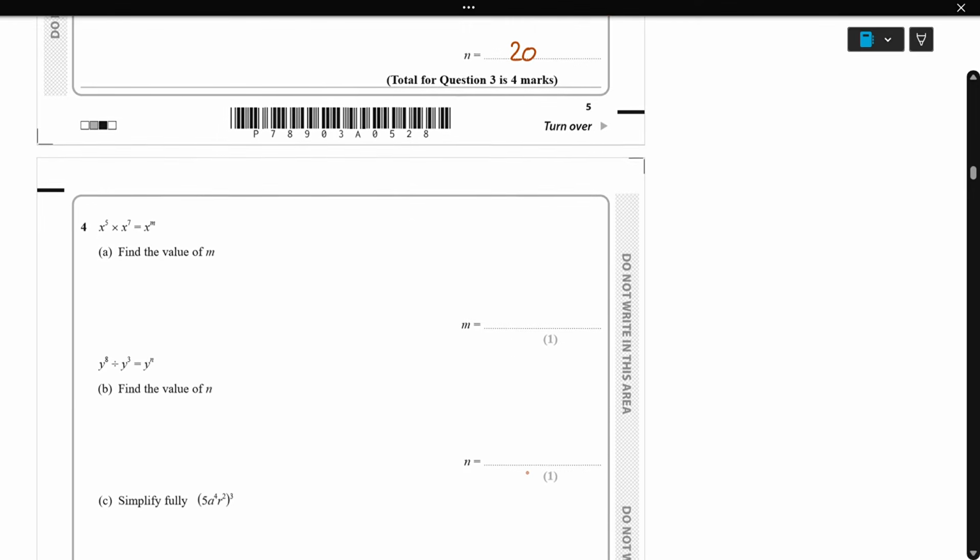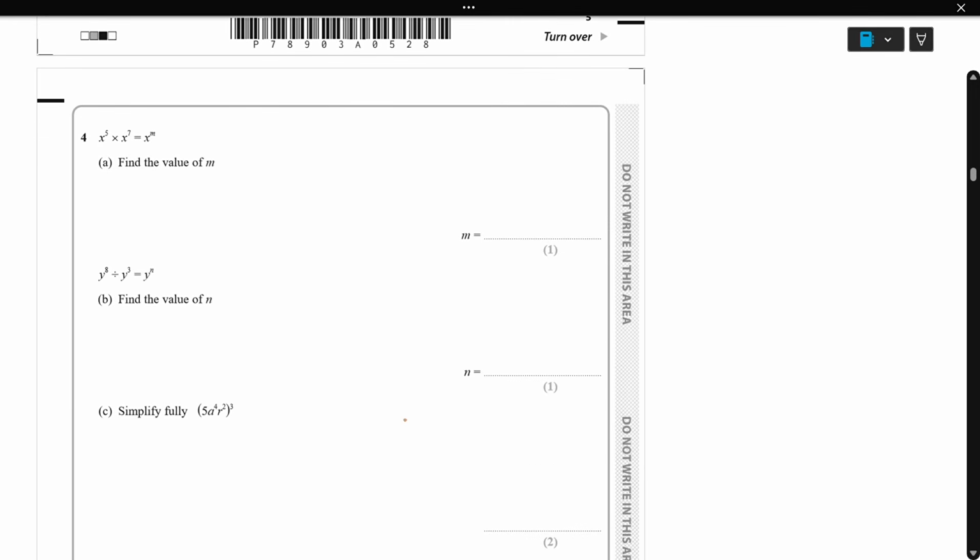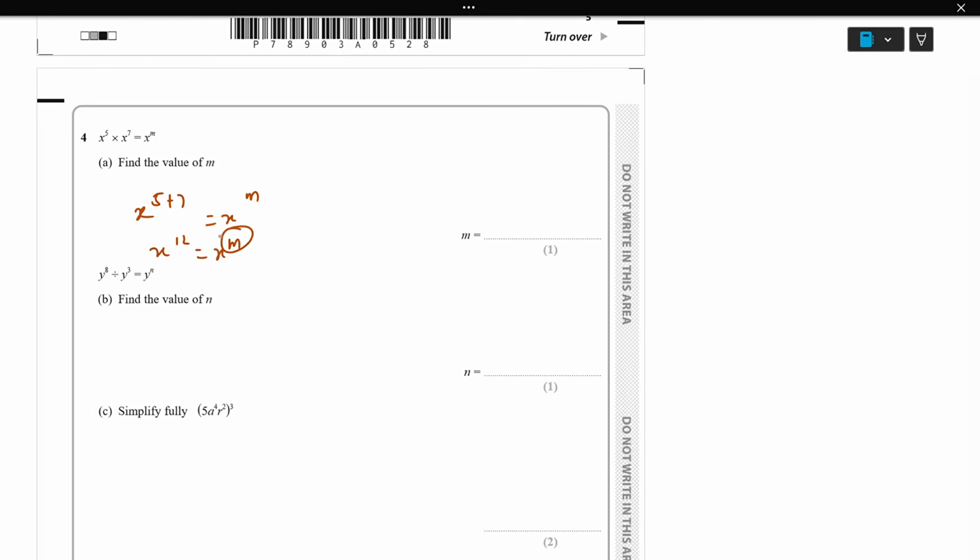Okay, the next question, question number 4. x power 5 times x power 7 equals x power m. Find m. When it's times, we can add the exponents. So 5 plus 7 equals m. So x power 12 equals x power m. So m equals 12 here.